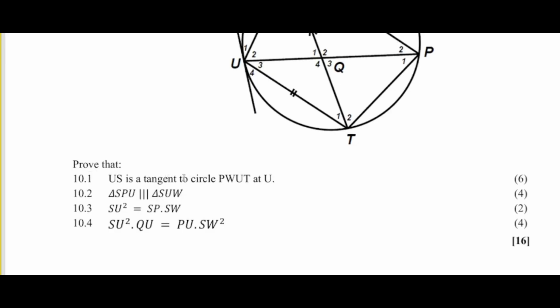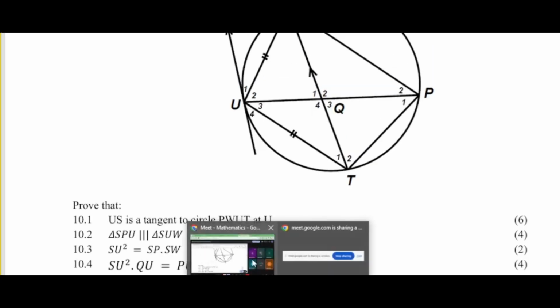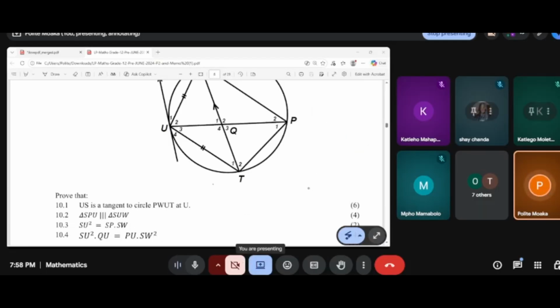For 6 marks, prove that US is a tangent. For 4 marks, prove that SPU is similar to SUW. Then prove that, you see, this one, 10.3, you already know what you need to do, and this is 2 marks. I'm not happy with the 2 marks, but even though, look at this, 10.4, it is still the same question. So if you understand what we did today, I believe that you are almost there, guys. 60% of the work covered.